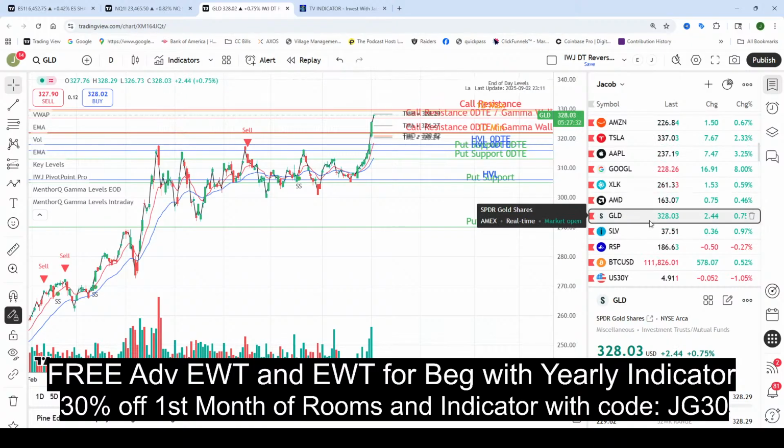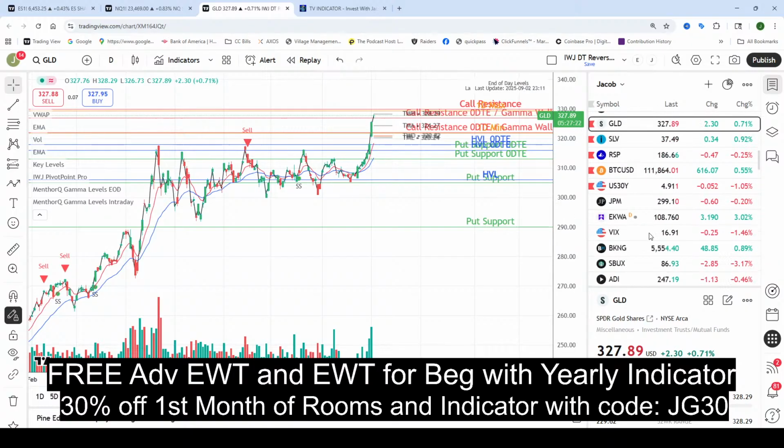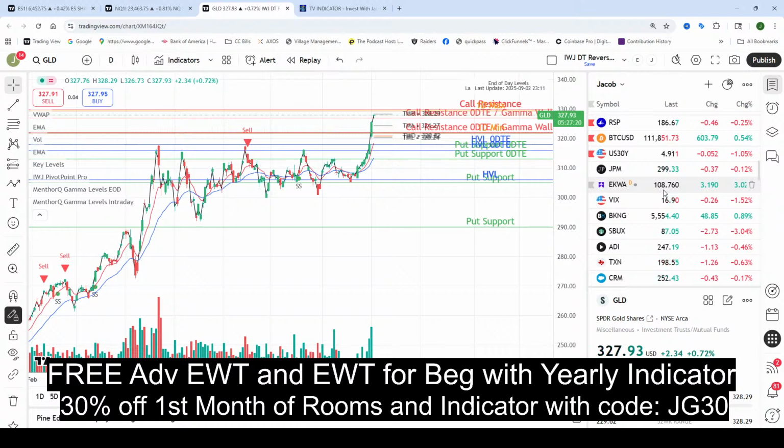Gold, again, we got into gold all the way back at like 220. It might have been less than that. I can't remember. But we got into this, like I said, the EK wax down here. We got into this at $49, and it's at 108.76.